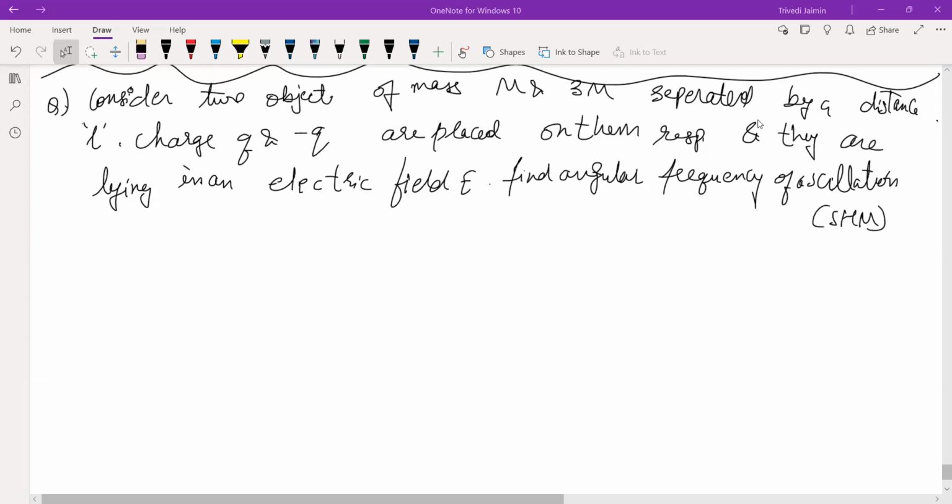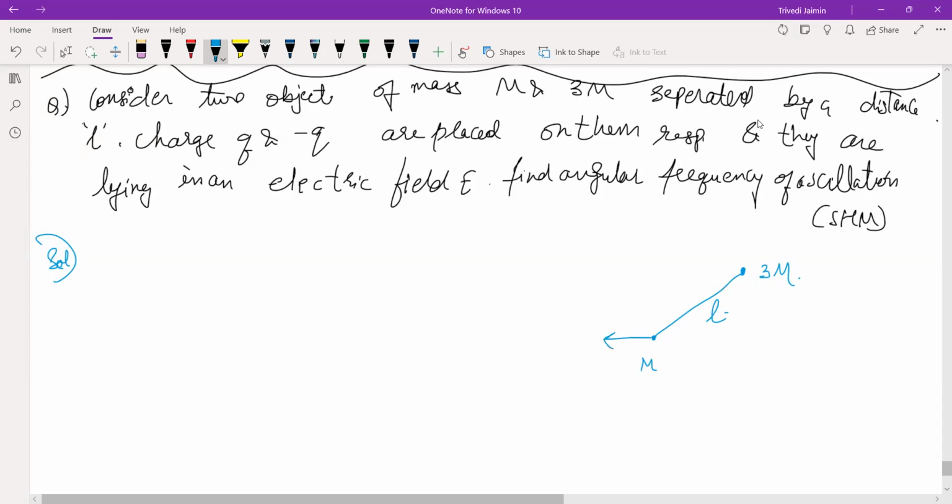Okay then, let me solve this question. Now what it says: consider two objects of mass m, point masses, separated by a distance. It is 3m and m, separated by distance L.